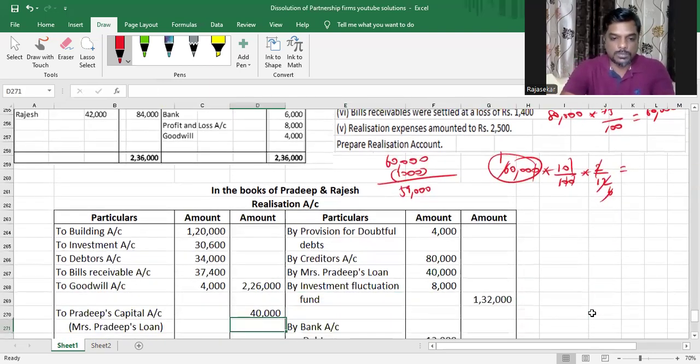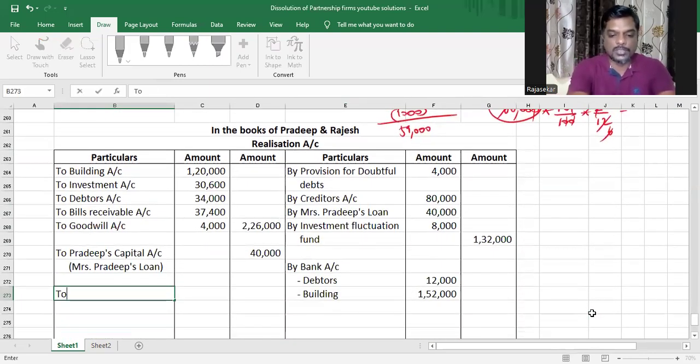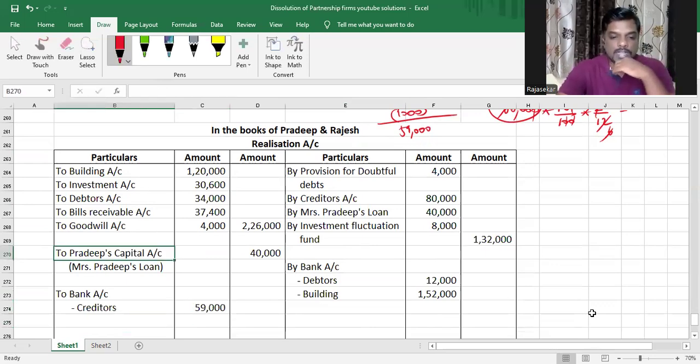So when you pay creditors, the journal entry is very simple: realization account debit to bank account, and you write creditors. You paid them 59,000. All right. So that is also done.